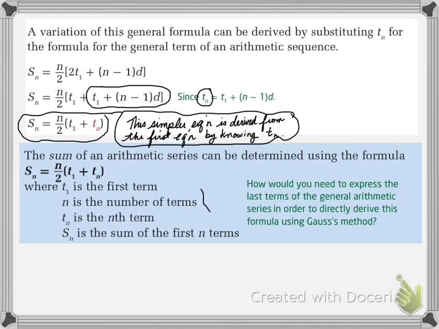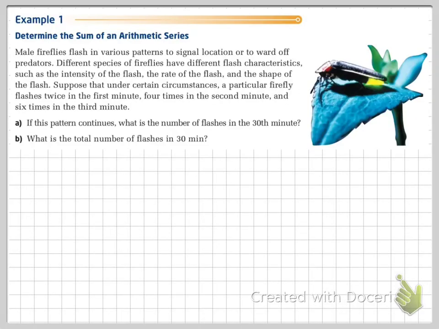This simpler equation is derived from the first equation as long as you know the last term. And here it is in blue. The sum of an arithmetic series can be determined using the formula Sn is equal to n divided by 2 times the first term plus the last term. And again, probably none of that means anything until we show you how it works in an example. So let's determine the sum of an arithmetic series.